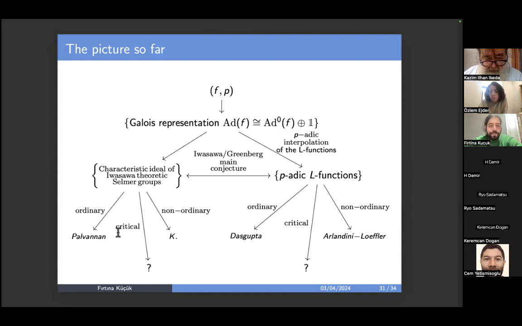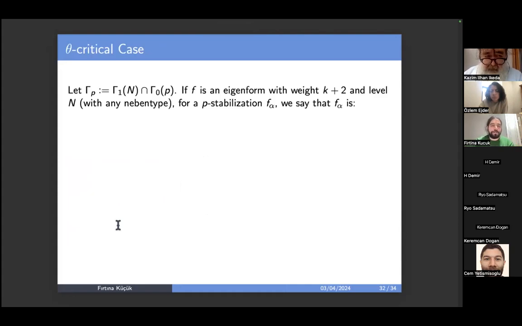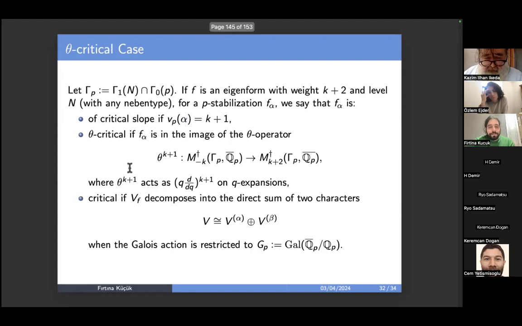But we have one more case that we didn't investigate. When a_p was a unit, we had the ordinary stabilization, but we also had another p-stabilization, whose p-adic valuation was k plus one. So we didn't investigate this case, and it is an important case which is unsolved. It is called the critical slope case. So we say that f_alpha is critical slope if this valuation is k plus one. This only happens when a_p is a unit. And theta-critical, if f_alpha is the image of the theta operator on some spaces of overconvergent modular forms. And critical, if V_f decomposes as a direct sum of two characters.